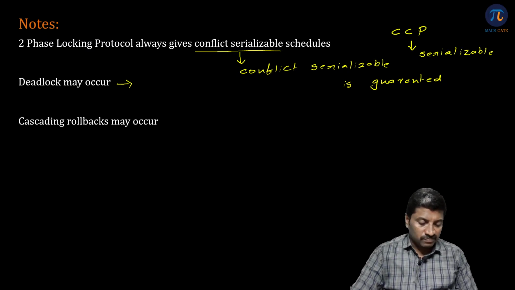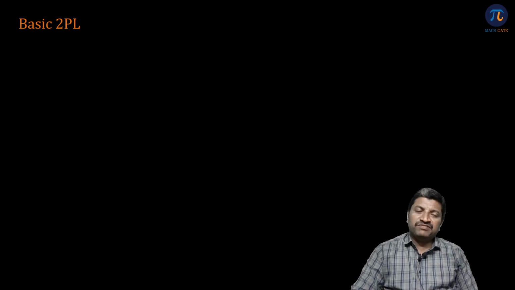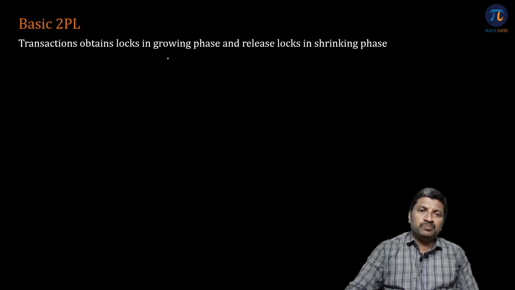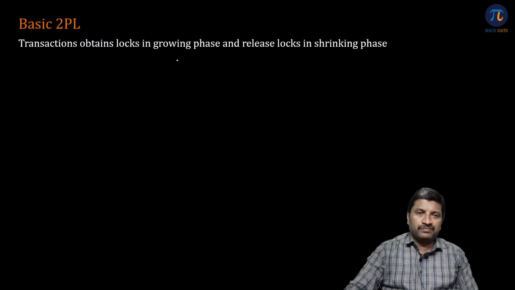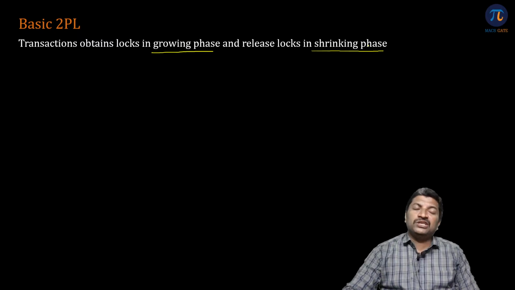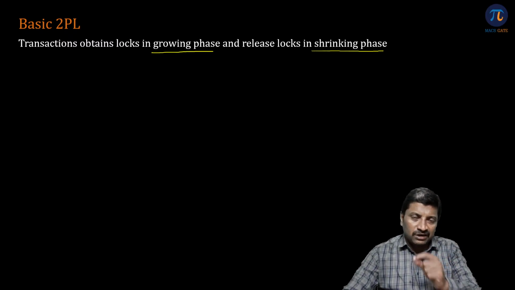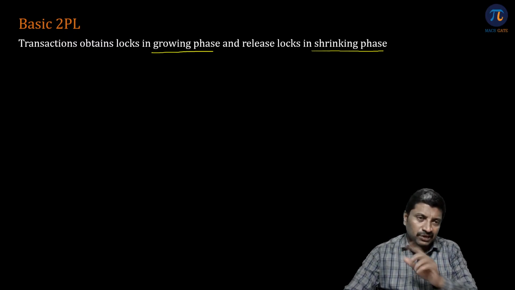The first one, basic two-phase locking protocol. In the basic two-phase locking protocol, we simply follow the definitions or the concept of growing phase and shrinking phase. So there is no other restriction. Transactions will obtain locks in the growing phase. Once it starts releasing a lock, it will not request any other lock.